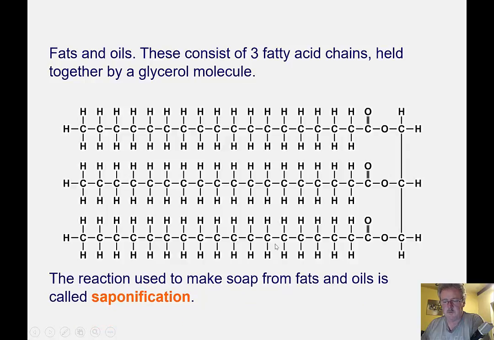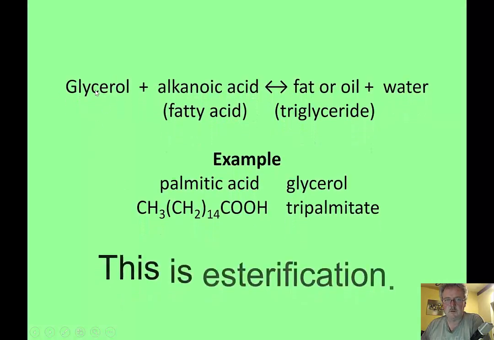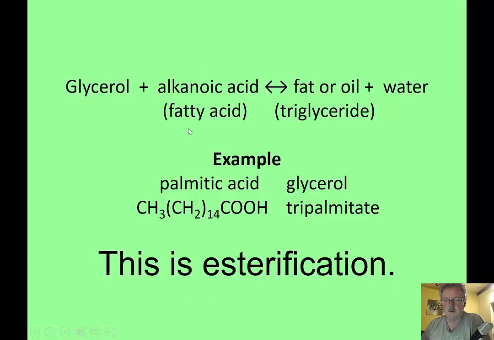You've probably done these in biology, and you've seen these fatty acids. Now the reaction used to make soap from these fats and oils is called saponification. And here's the general equation. We have glycerol plus an alkanoic acid, and that gives us fats or oils, glycerides, and water. And this is esterification. If you remember, we had an alkanol and an alkanoic acid, and that formed our ester, and water was produced with it. It was eliminated from the molecule. And remember, we used concentrated sulfuric acid to do that.